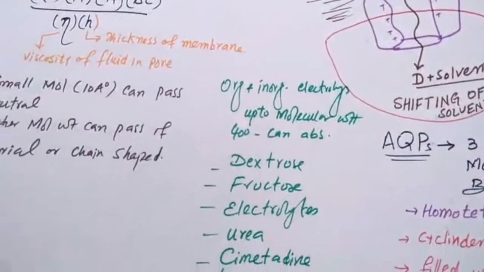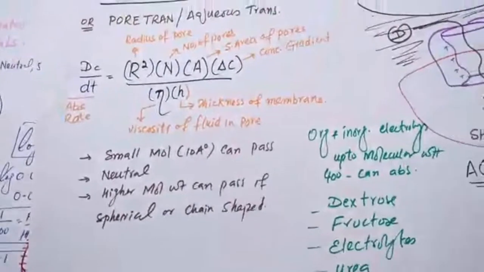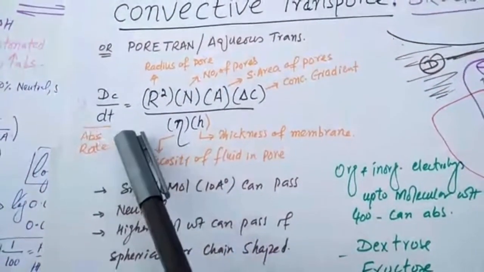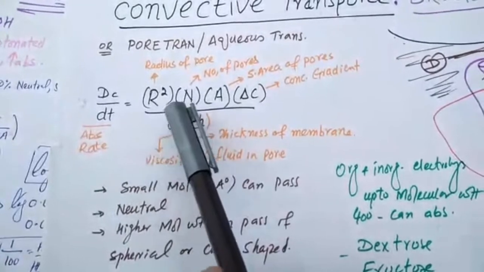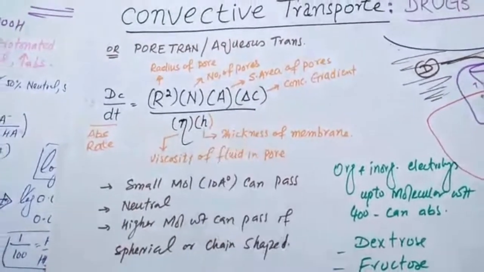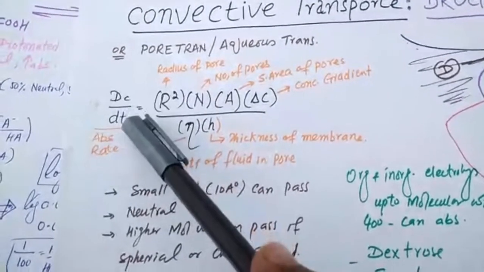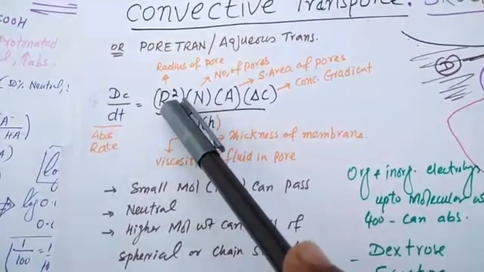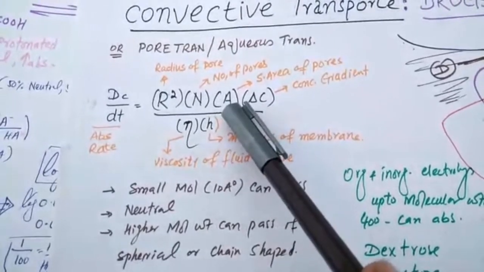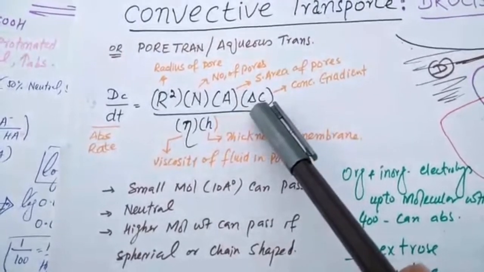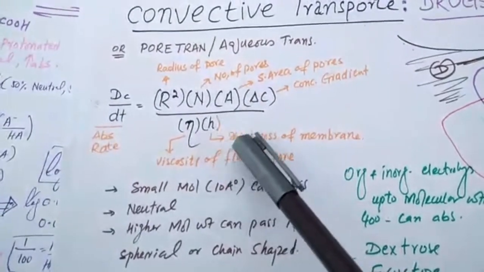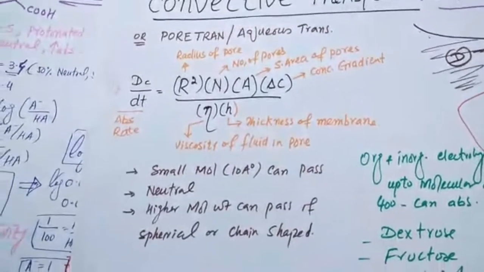The rate of absorption through this mechanism is equal to R square N A delta C divided by 8 eta H, where R is the radius of the pore, N is the number of pores, A is the surface area of the pore, delta C is the concentration gradient, eta is the viscosity of fluid in the pore, and H is the thickness of the membrane.